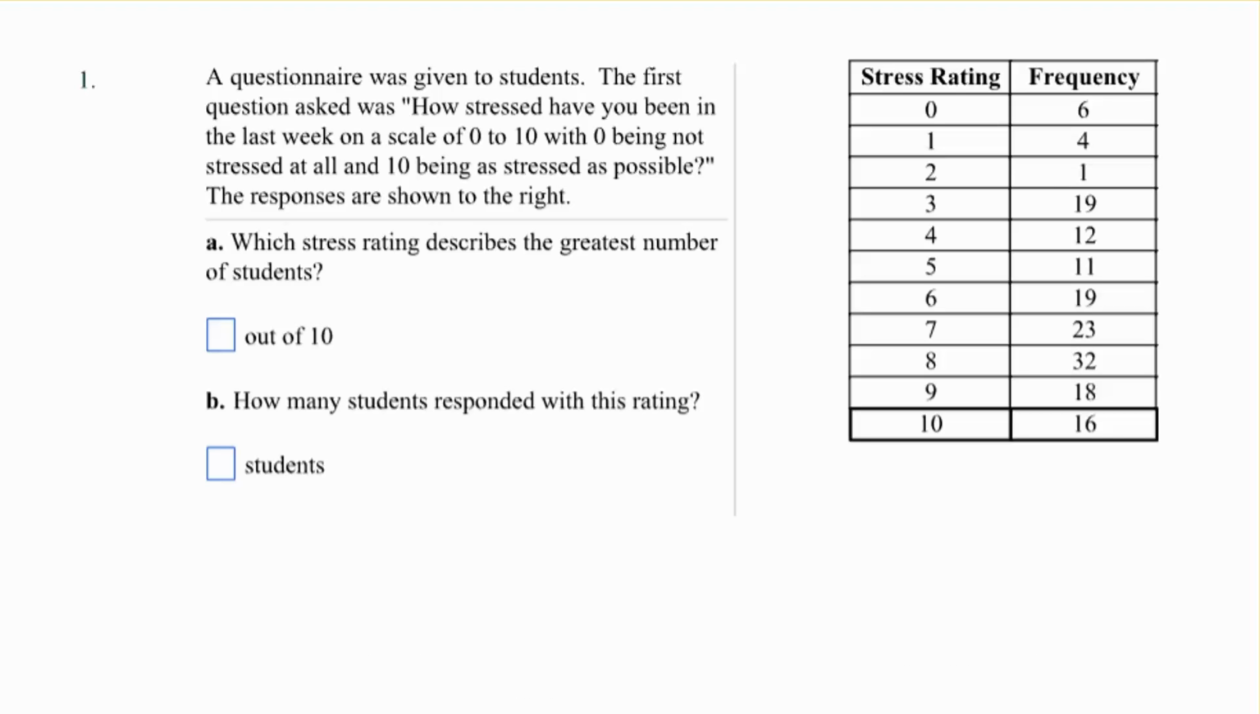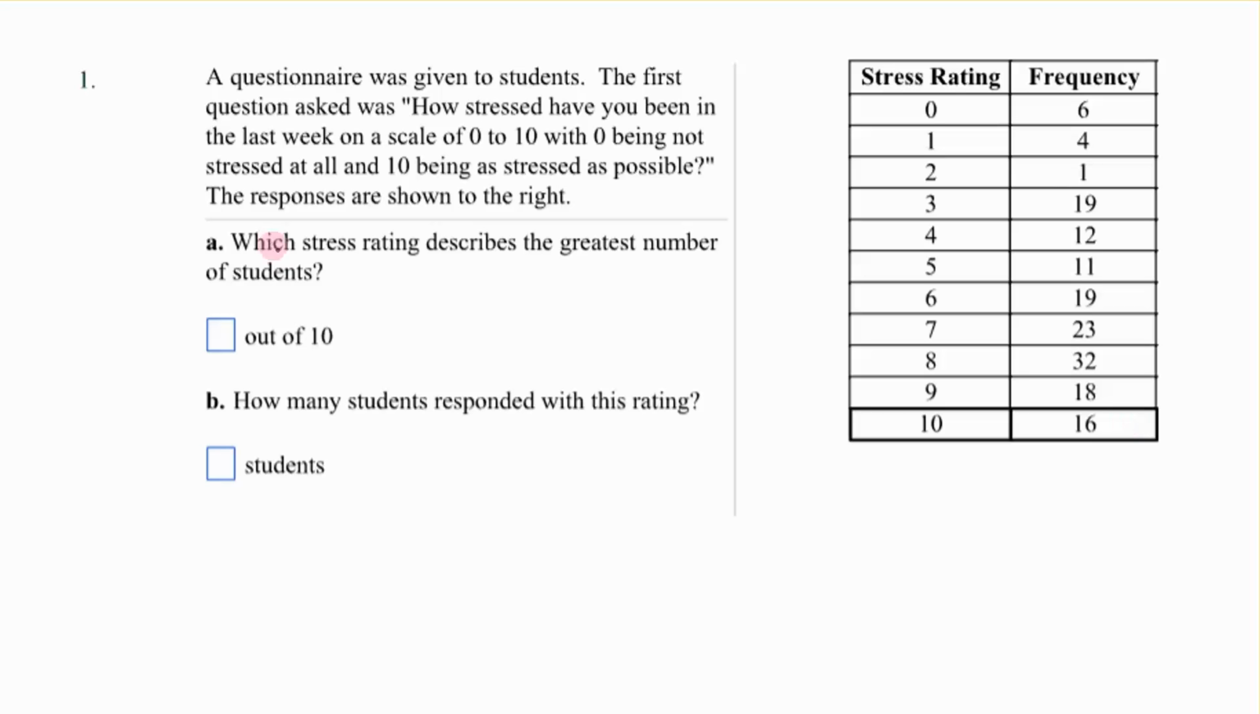All right. A questionnaire was given to students. The first question asked was, how stressed have you been in the last week on a scale of 0 to 10, with 0 being not stressed at all and 10 being as stressed as possible? The responses are shown to the right. All right, so stress rating of 0, 6 people identified themselves in that category. Stress rating of 1, 4 people, 2, 1 person, and so on.